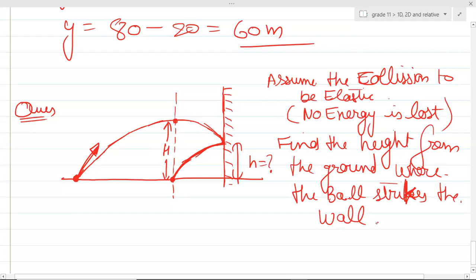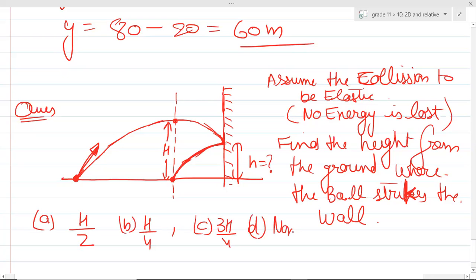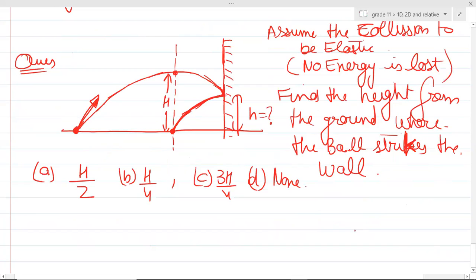Will you be able to solve this question now, guys? And the options are also given: h by 2, h by 4, thrice of h by 4, and D is none of these. So this is one of the questions which has been asked in Advanced. Yes, how will you do it?